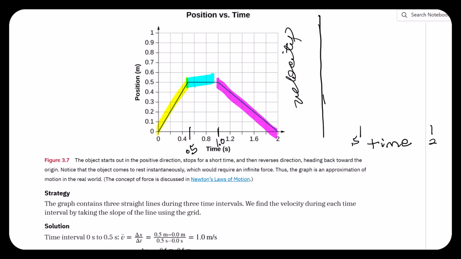So hold on, we'll try that again. How about we start with 2 and then do 1 and then do 0.5. There we go. Okay, so if we look at this, the position is going up. The position is going forward. It's going from 0 to 0.5. And it is a constant slope.